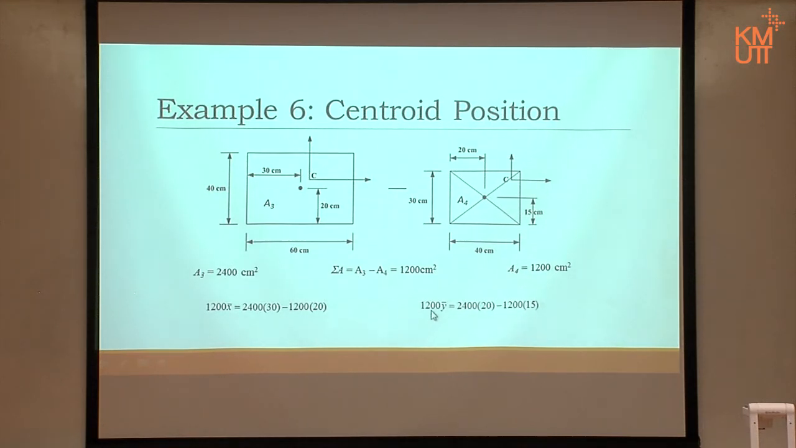Y bar will be a similar idea. Y centroid times that area, and minus y centroid times that area. 2400 times 20 and then minus 1200 times 15. The calculation is new, but you should notice the result is the same. Again, which one should you use? It depends on the situation. In some, it will be the same difficulty because there can be only two areas. Sometimes you have to decide, but that's probably for a later stage.